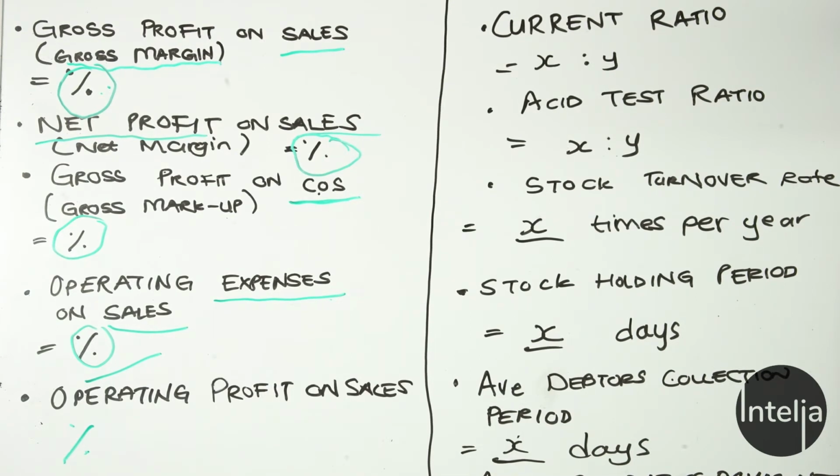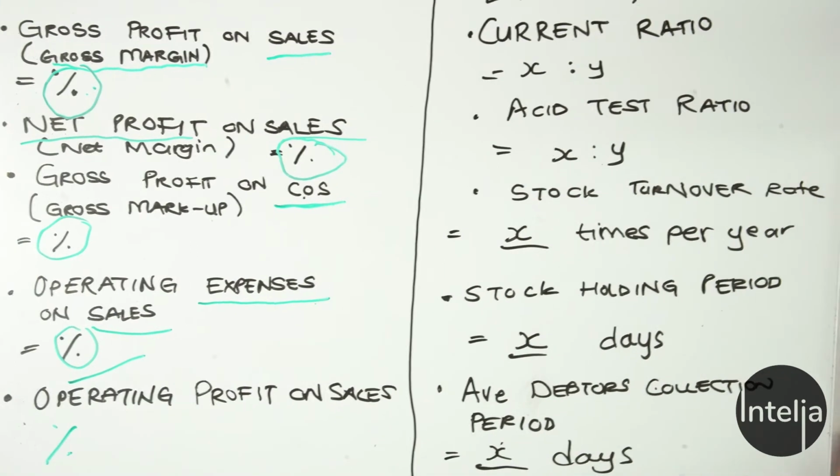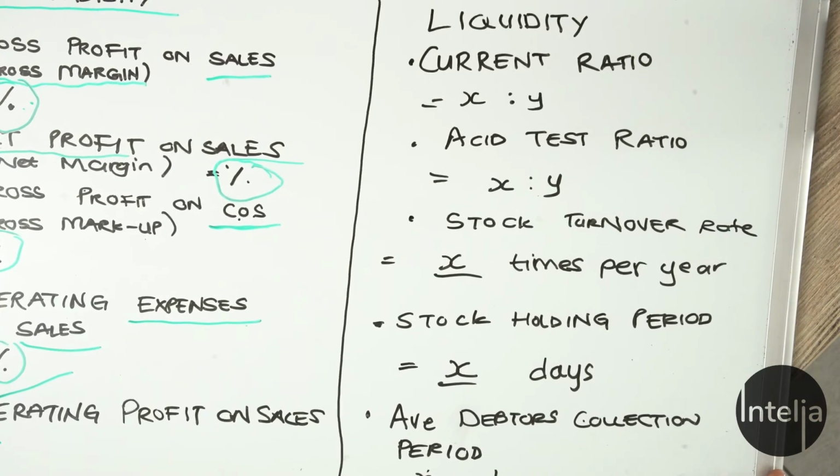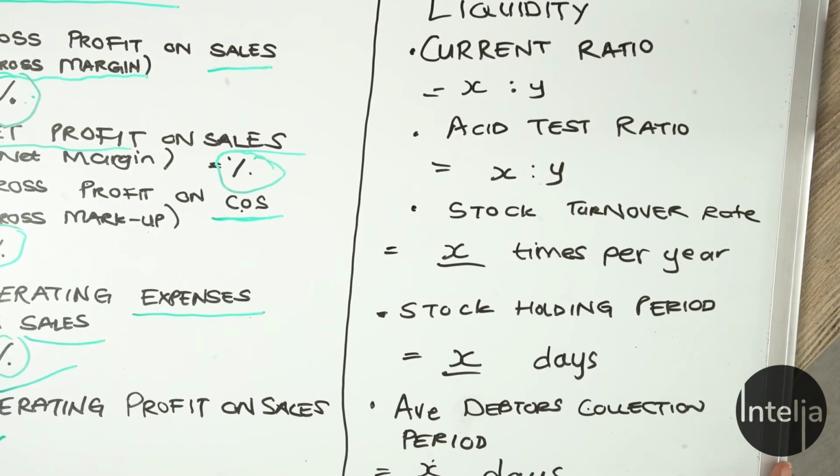Then the next ratios we're going to look into are the liquidity ratios, right? The liquidity ratios, namely, are the current ratio, the asset test ratio, the stock turnover rate, the stock holding period, etc. We spoke about them in the previous video. If you missed it, go back and look at that one, right?